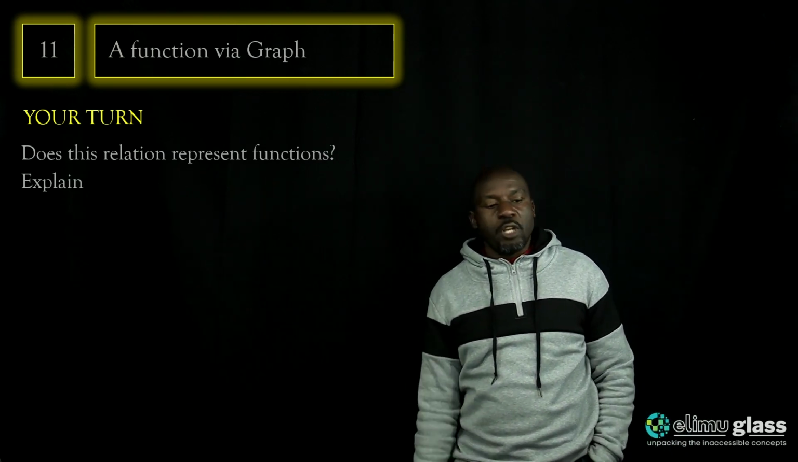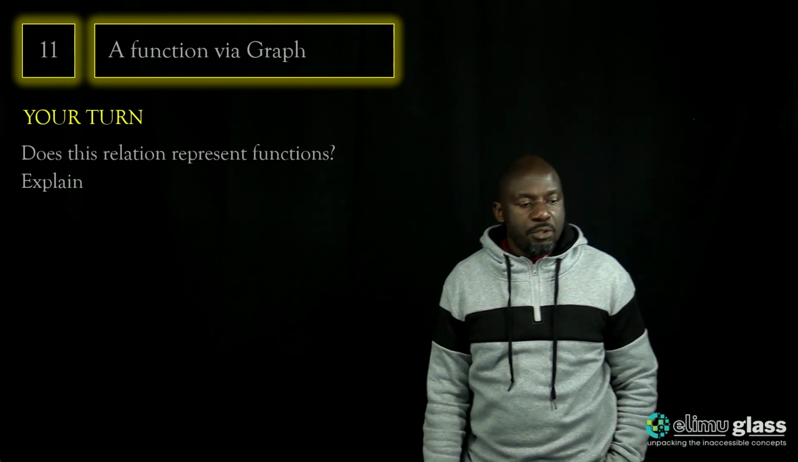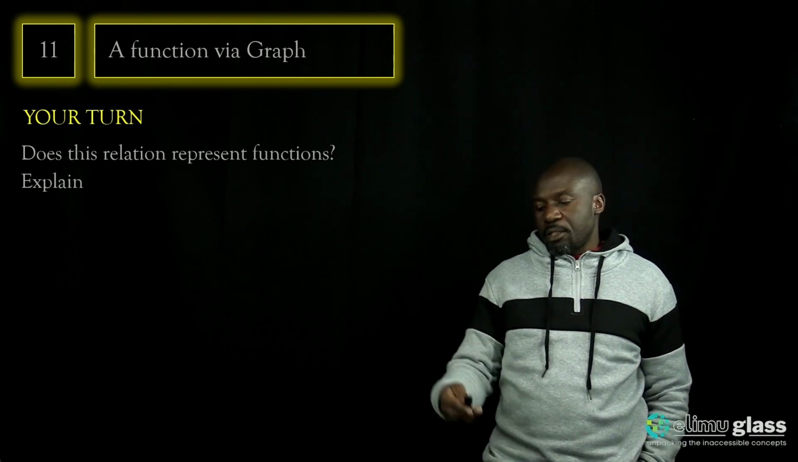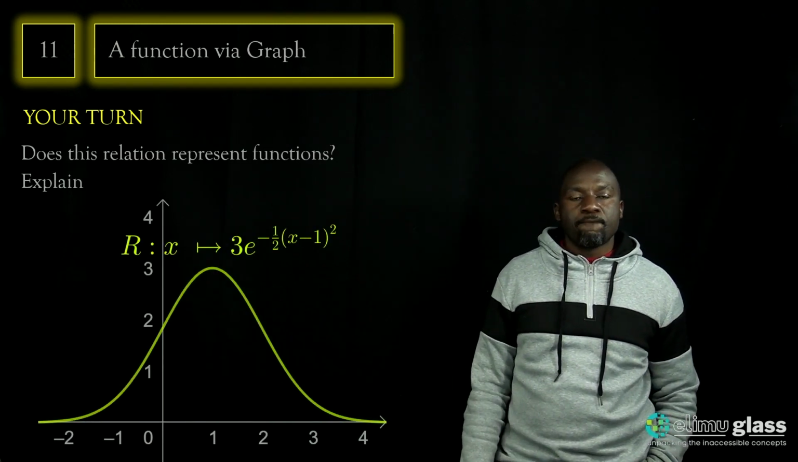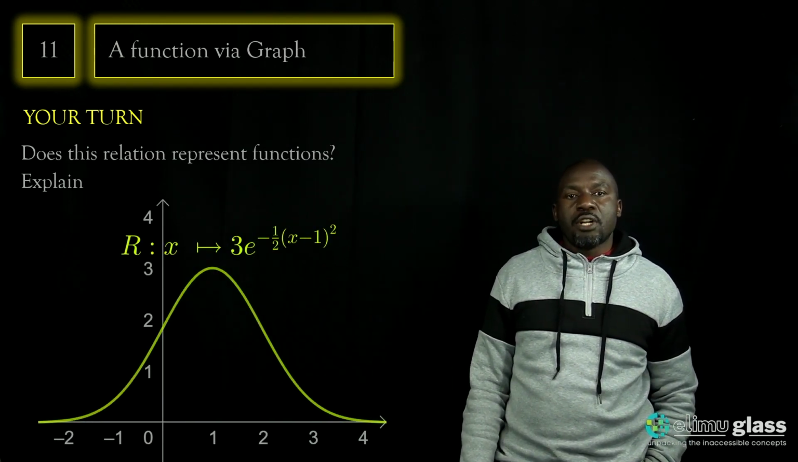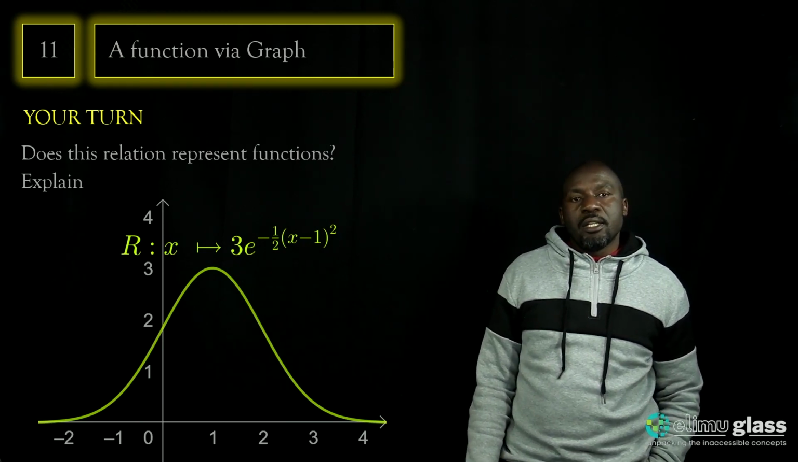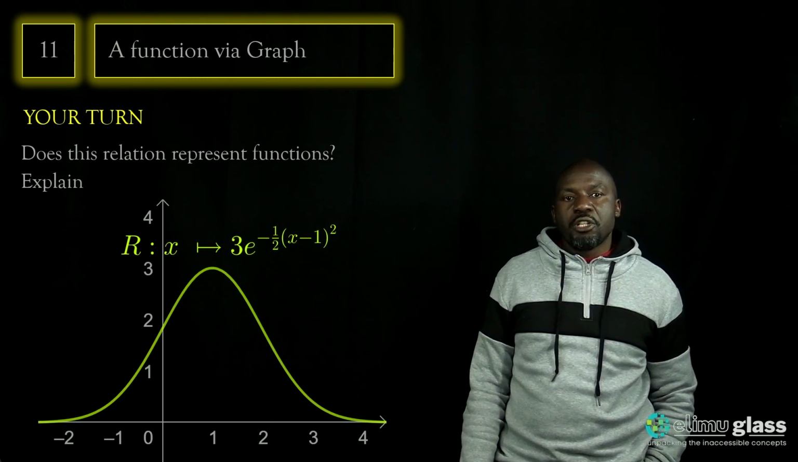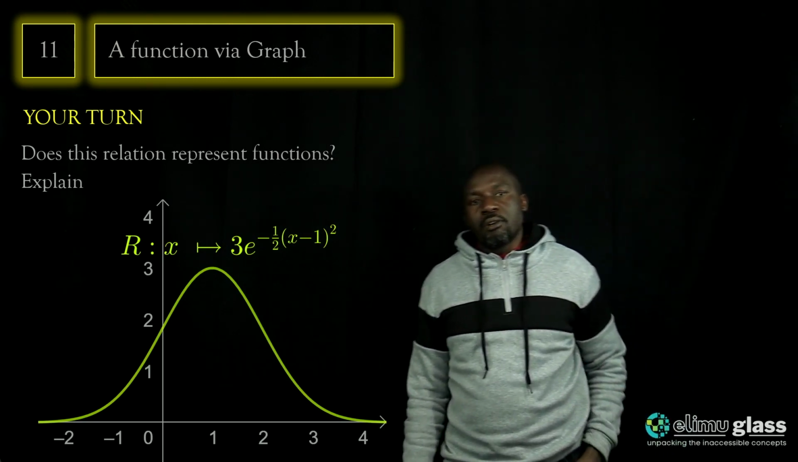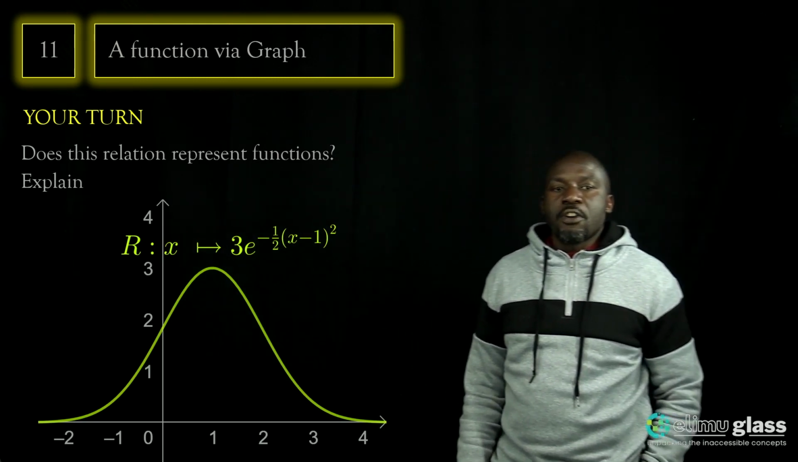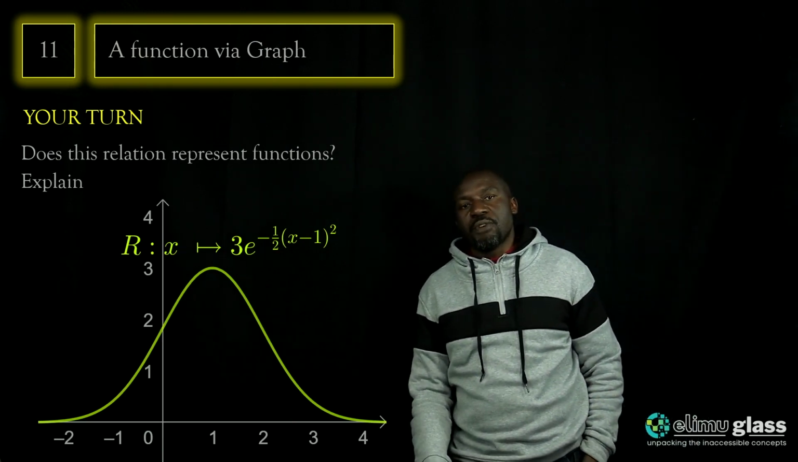Based on the simulation I've just shown you, I want you to tell me whether you think this is a function or not. Okay? Here is a relation R, x mapping onto an exponential function. This is sometimes called the Gaussian distribution graph. Is it a function or not? All right, I want you to find that out.